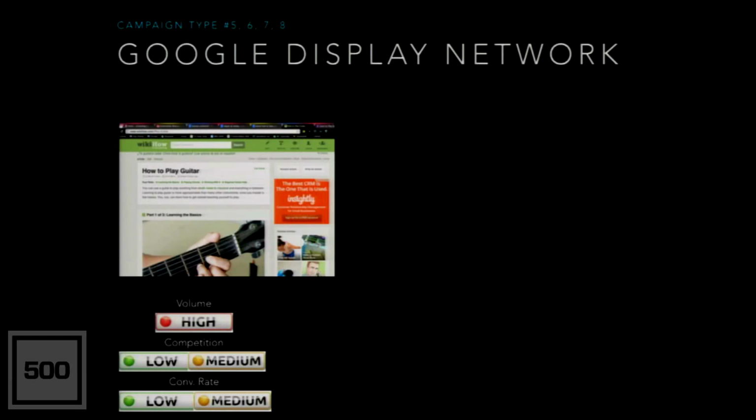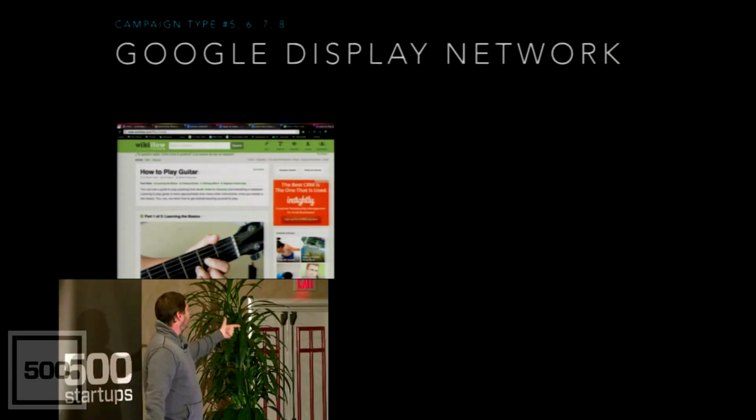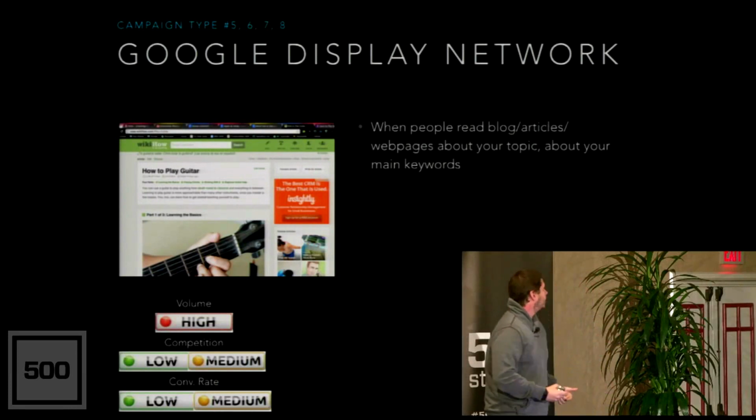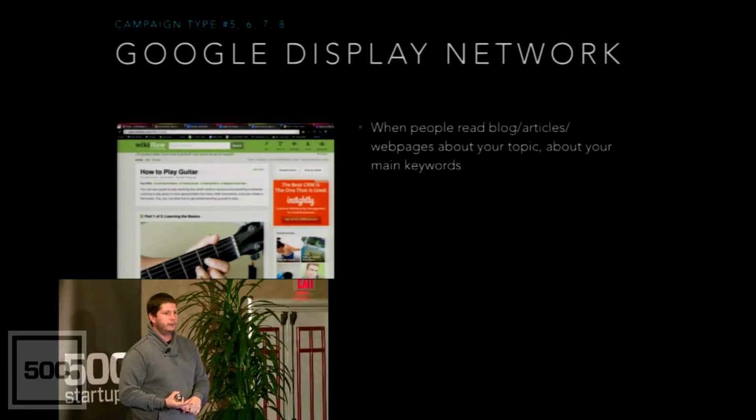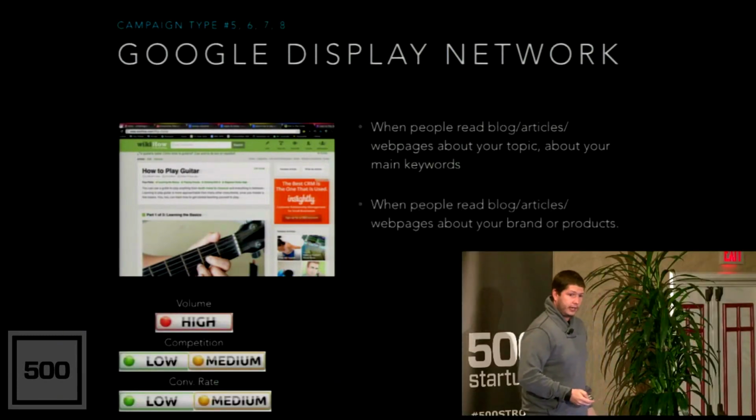Now let's apply these 4 approaches on Google Display Network. So when people are reading blogs or articles or web pages about your topics or about your main keywords, I have 5 minutes.